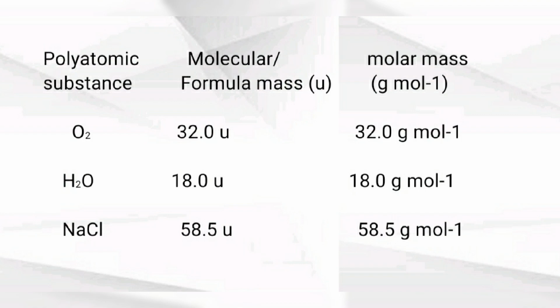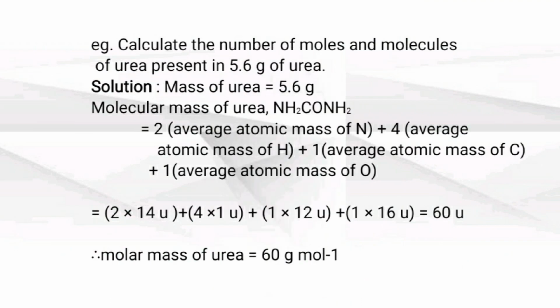See some numericals. Example number 1. Calculate the number of moles and molecules of urea present in 5.6 gram of urea. How to solve this? See the solution. Here the given mass of urea is 5.6 gram. So first we calculate the molecular mass.